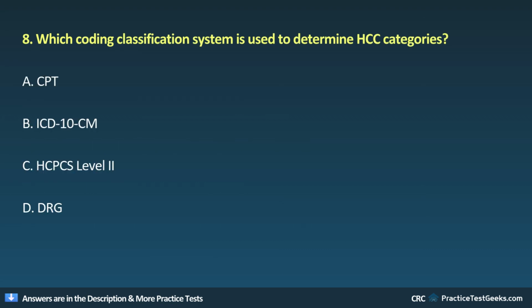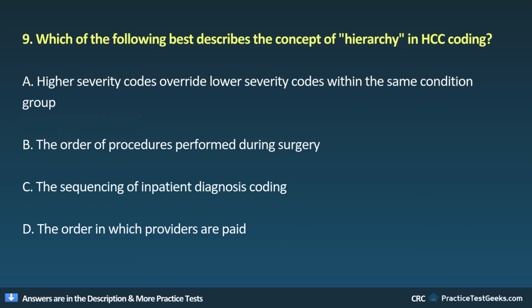8. Which coding classification system is used to determine HCC categories? A. CPT. B. ICD-10-CM. C. HCPCS. D. DRG.